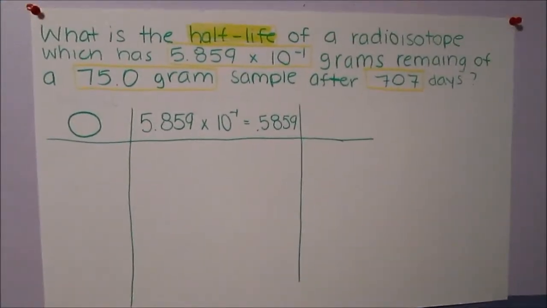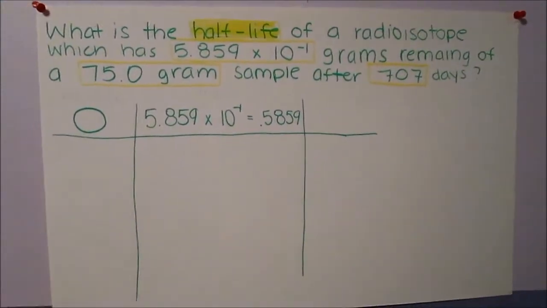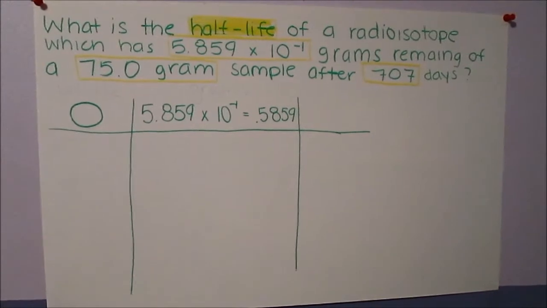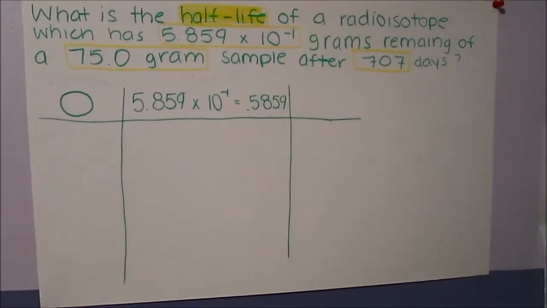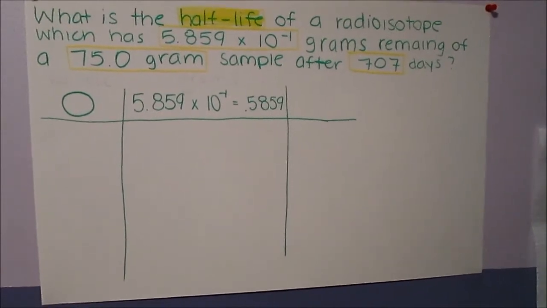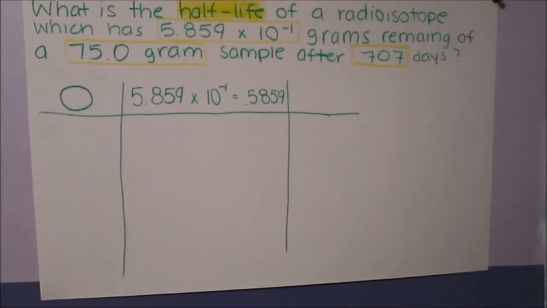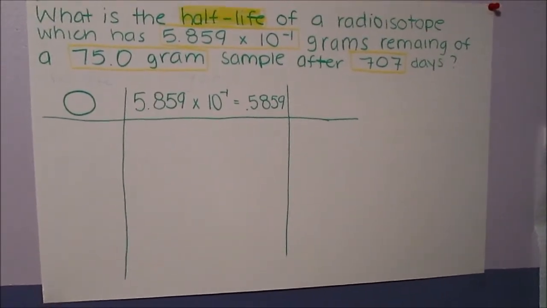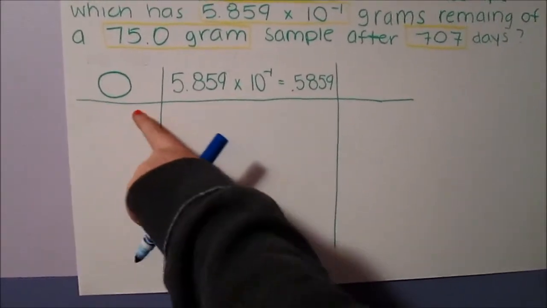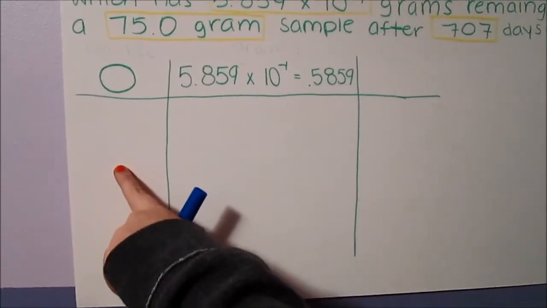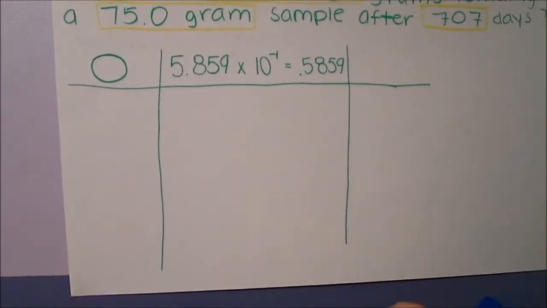Now we're going to do half-life practice problem number 2. What is the half-life of a radioisotope which has 5.859 times 10 to the negative 1 grams remaining of a 75 gram sample after 707 days? To start off, you make your chart with your column for half-lives and columns for grams.